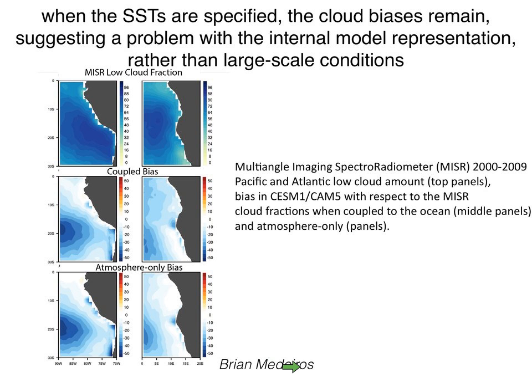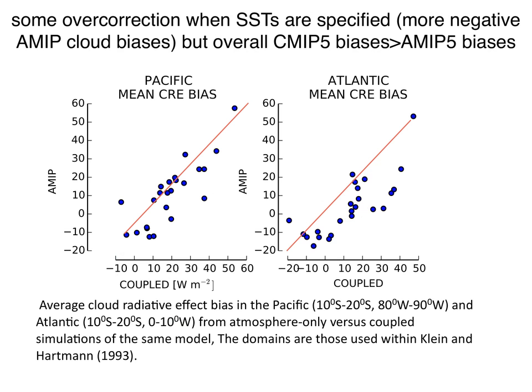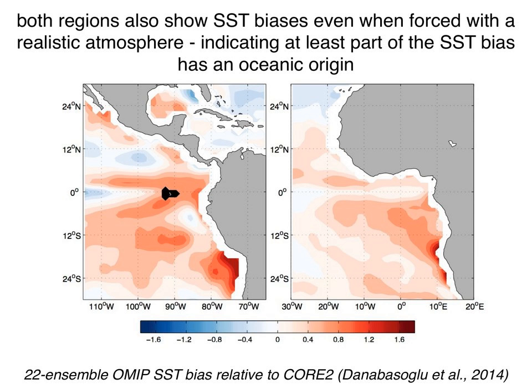So let's see, I think I'm going to skip over this next slide so I don't end up dominating the discussion with the clouds, since we only have 10 more minutes left. But I did want to point out that when both regions are forced with a realistic atmosphere in an OMIP simulation, the SST biases also appear. So the SST biases must also have an oceanic contribution. And this is based on a paper from Gökhan Danabasoglu that came out last year.